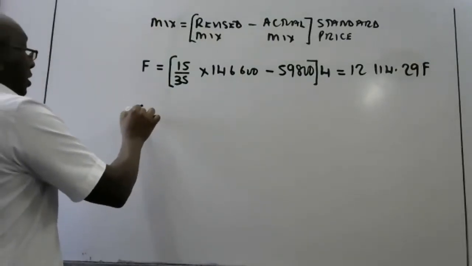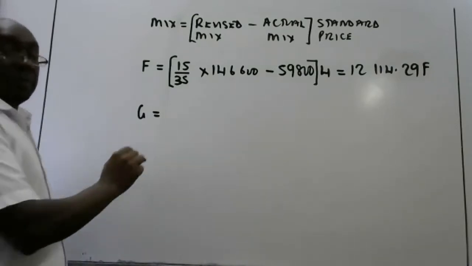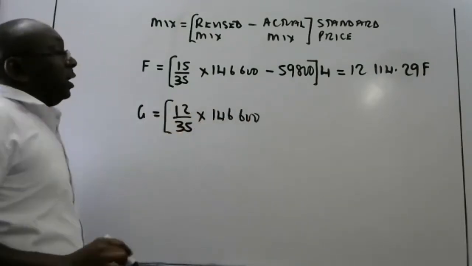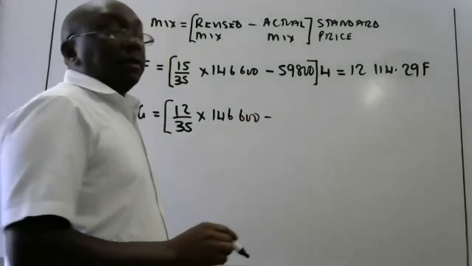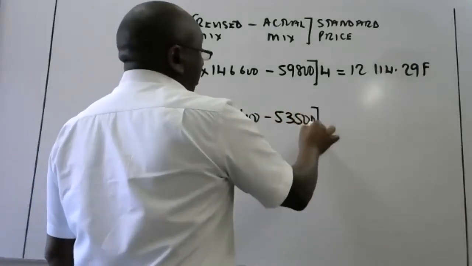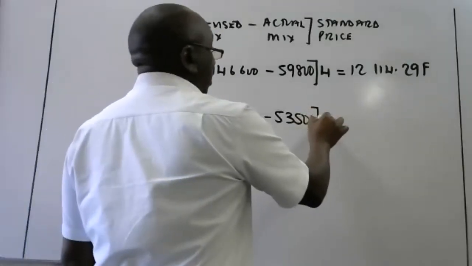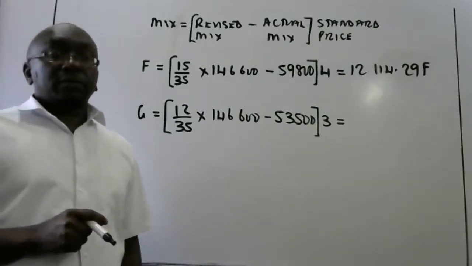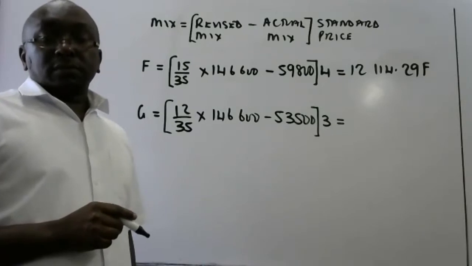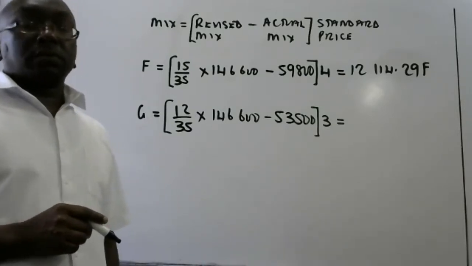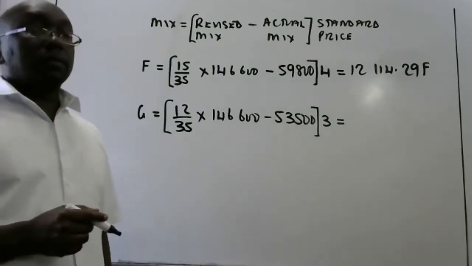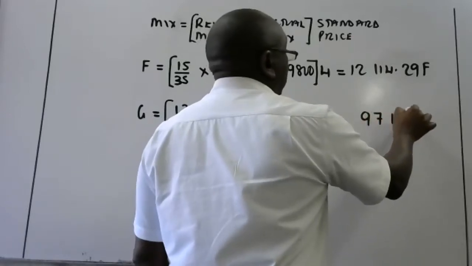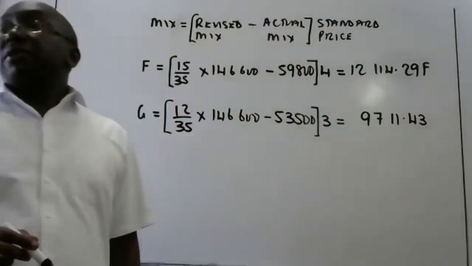Okay, let's go to G. G was supposed to bring how many up there? 12 in a total of 35 times 146,600. Minus, how many did it bring? 53,500. At a standard price of 3. The answer is 97.11.43. Favorable or adverse? Negative, right? Okay.